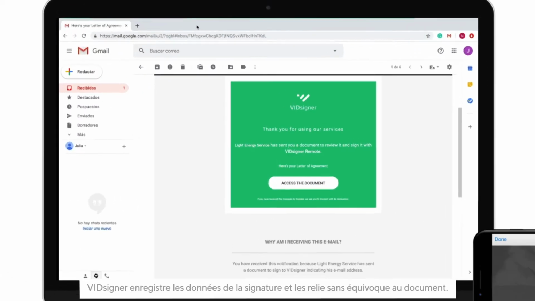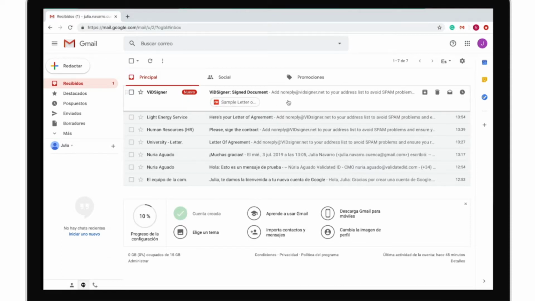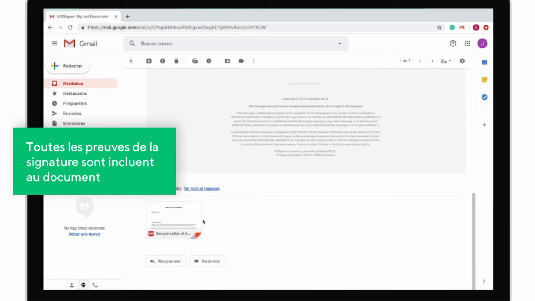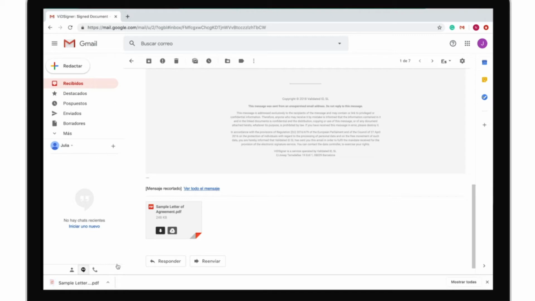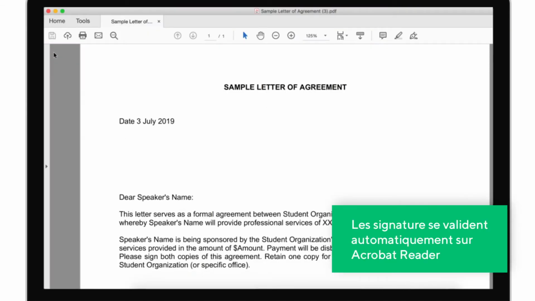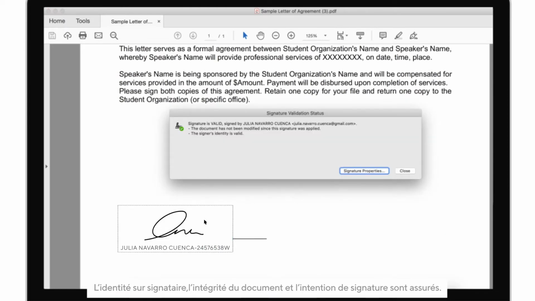VidSigner captures the signature information and binds it univocally to the document. This way, it keeps the signer's identity, the integrity of the document, and the intent of the signature.